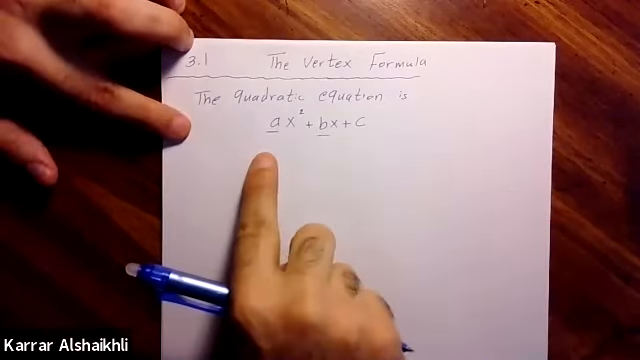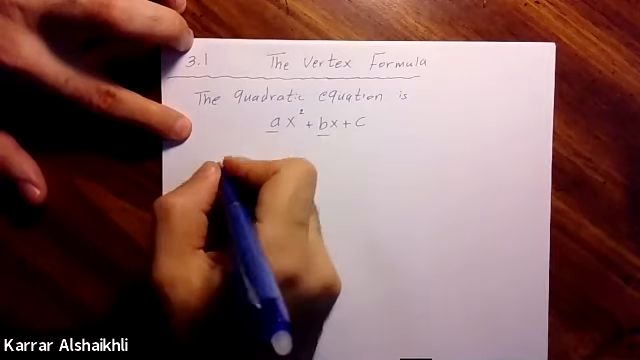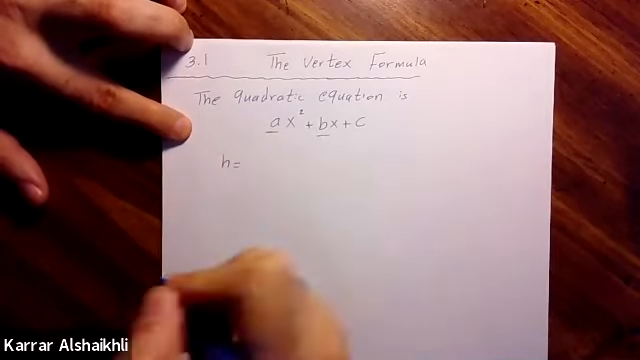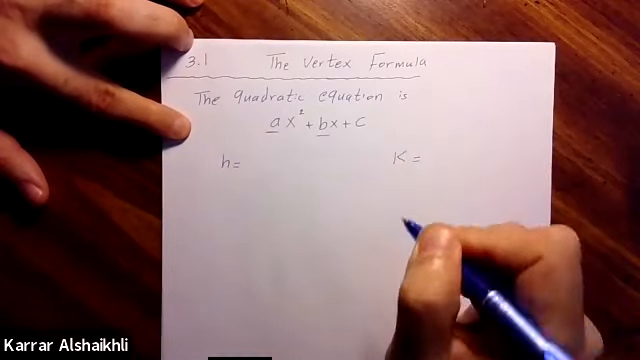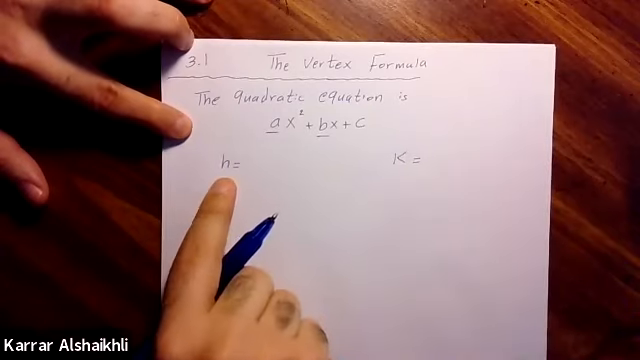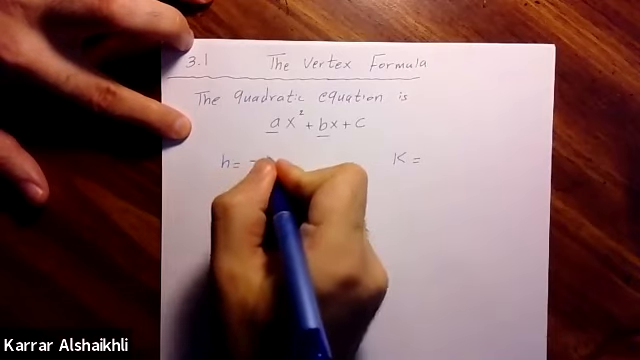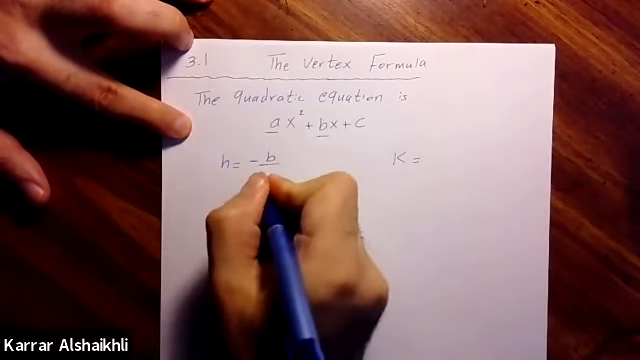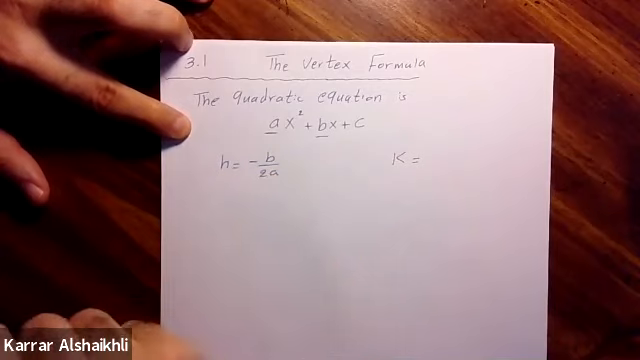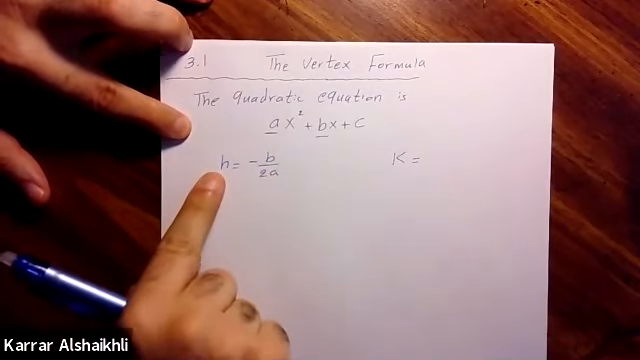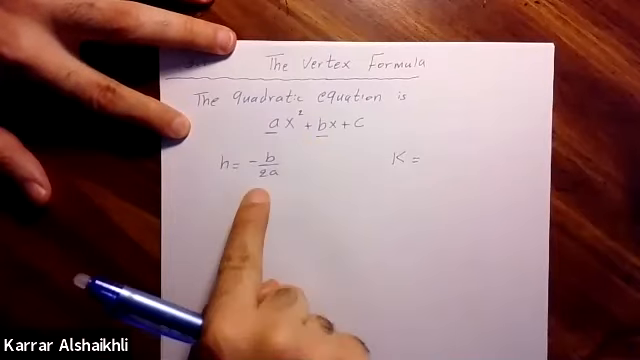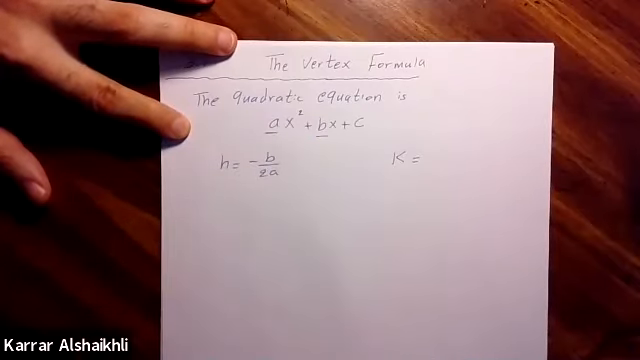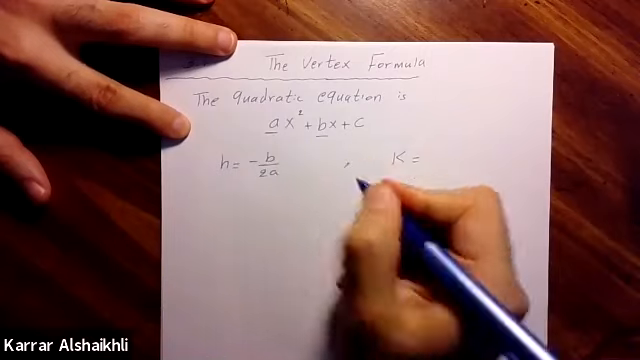The first thing, I'm going to use these two formulas to find the h and to find the k. How to find the h? The h is negative b over 2a. That means every time you need to find the h, you take negative b from the quadratic equation over 2a, the a from the quadratic equation.